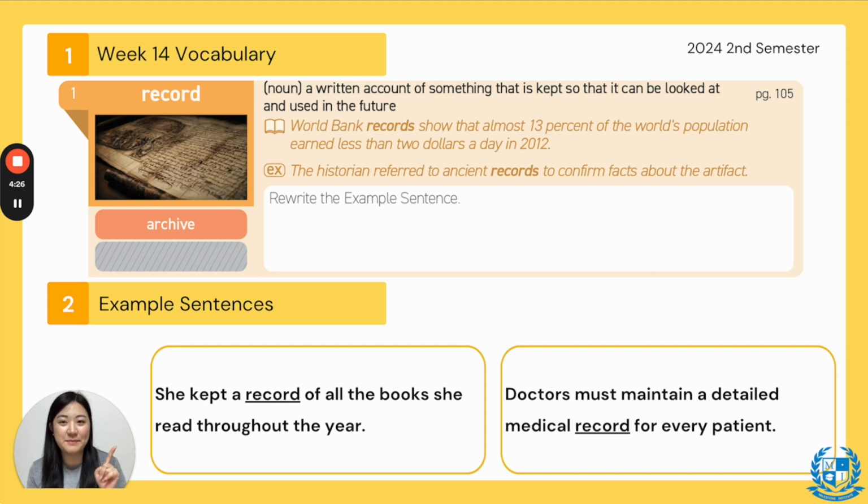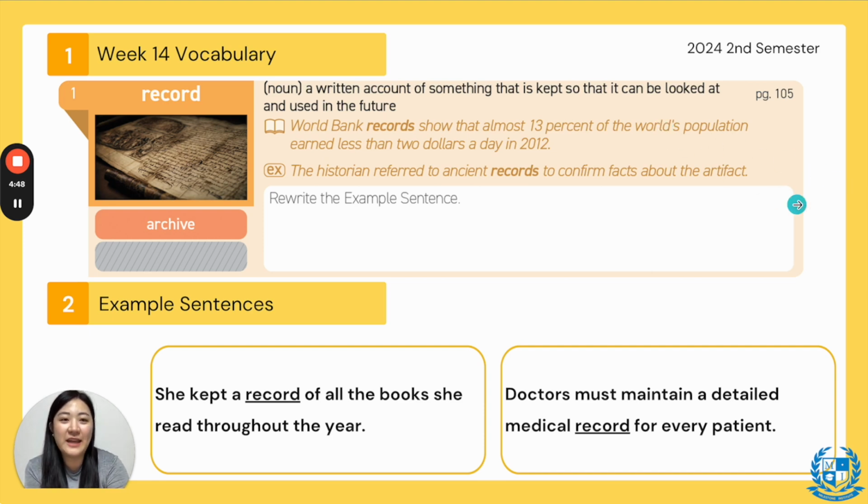Let's look at the example sentence. It says, the historian referred to ancient records to confirm facts about the artifact. So basically, we're looking at old records of what people wrote from a long time ago in order to figure it out. Like the picture above, that is probably a record of something from what people wrote long ago.